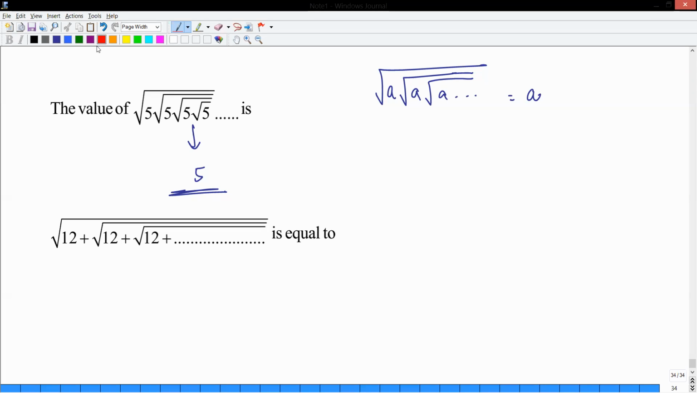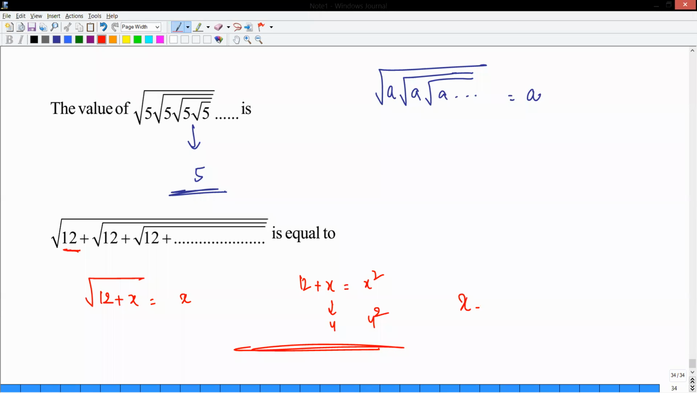Root of 12 plus root of 12 plus root of 12 and so on. If you assume it as x, we know that 12 plus x is equal to x, so 12 plus x is equal to x square. You add 4, you'll get 4 square. The answer is the next square number you need to take, that is 16. So root of 16 becomes how much? 4.